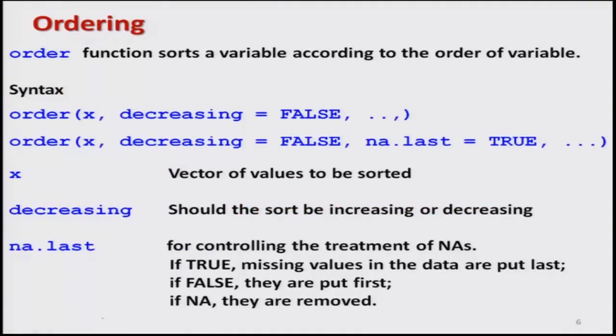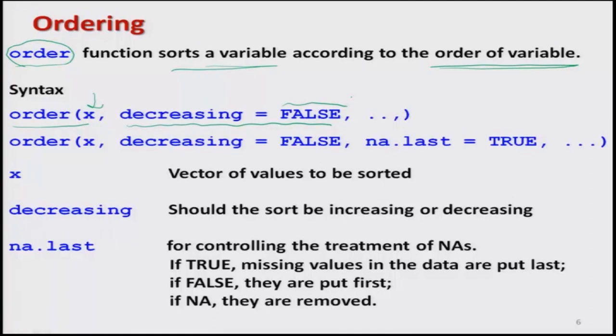Now we consider the ordering of the data. The ordering of the data can be done using the function order. This order function sorts a variable according to the order of the variables. The syntax is simply order, followed by the values contained in the vector, say x. Then you have to specify whether this arrangement is in decreasing or increasing order, which can be controlled by writing false or true.